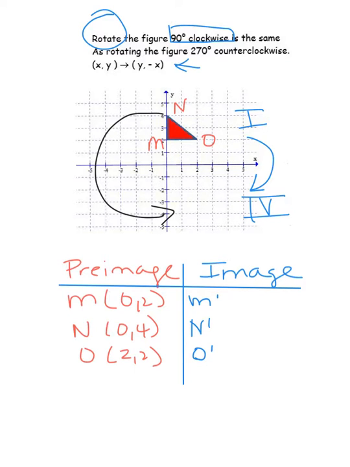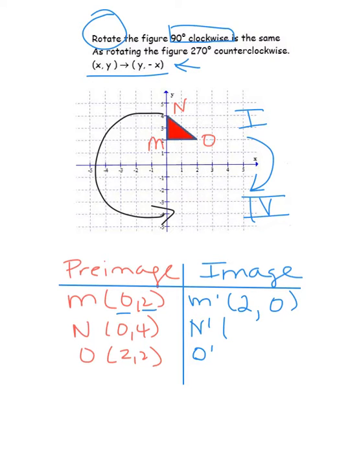This time, instead of plotting the points right away, I'm going to complete the table and then I'm going to graph the points. So if I'm following the rule right here in M, what it says is take my original x value from the pre-image, change that to be my y value, and negate it. So my original x is 0. I multiply that by -1. I still get 0. So that's going to be my new y value. My original y value is 2. That becomes my new x value.